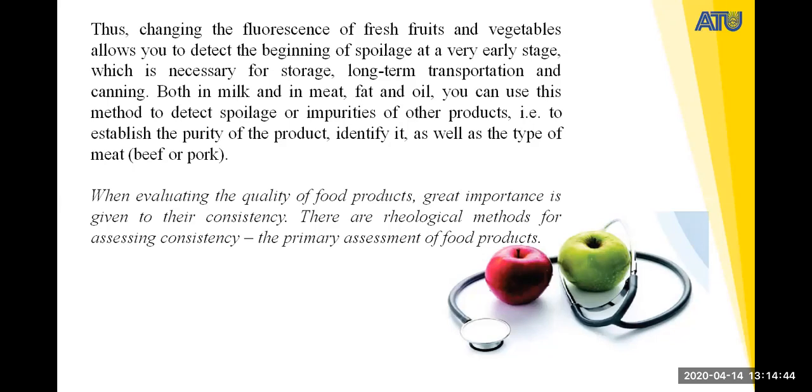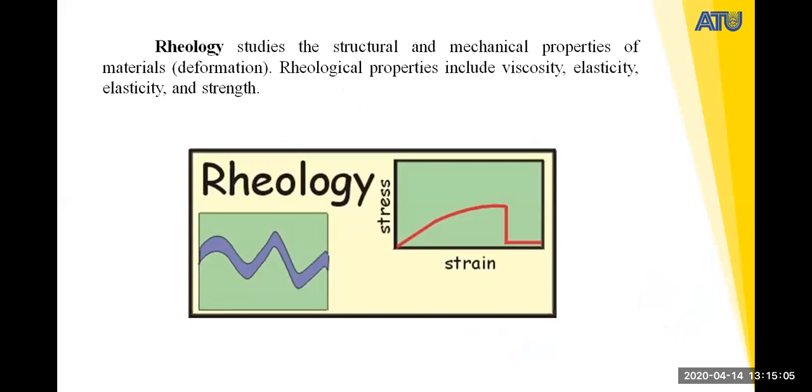When evaluating the quality of food products, great importance is given to their consistency. There are rheological methods for assessing consistency, the primary assessment of food products. And what is rheology? Rheology studies the structural and mechanical properties of materials, deformation. Rheological properties include viscosity, elasticity, and the strength of the product.